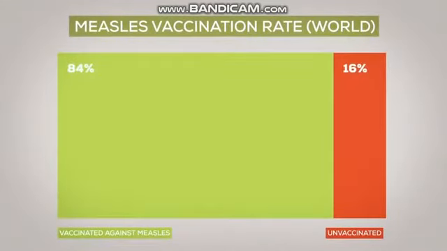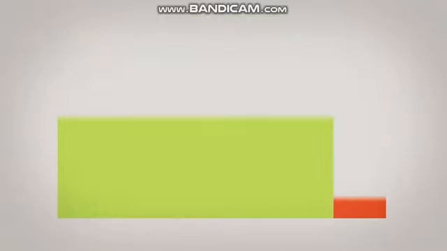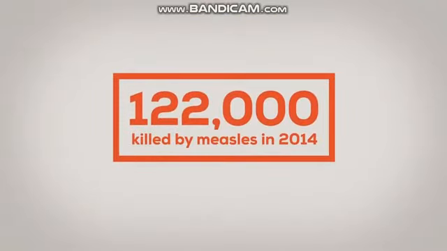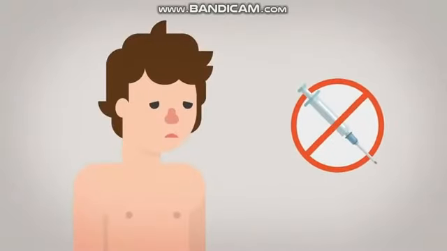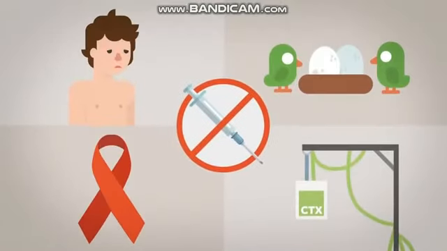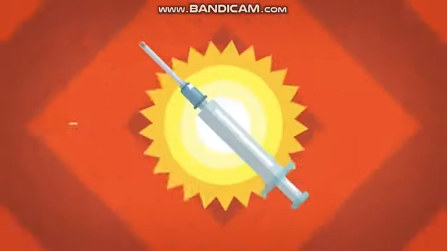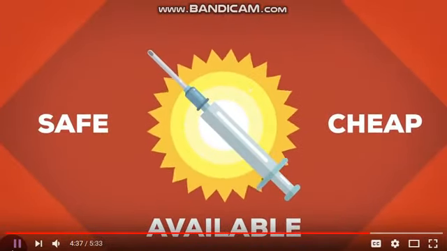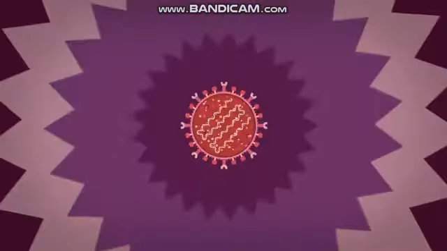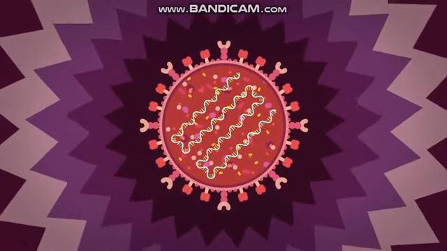Measles is no joke. Although 84% of all humans are vaccinated against measles, 122,000 people died because of the infection in 2014. Some people cannot get vaccinations, either because they're too young, because of chemotherapy or HIV, or because they're allergic to the vaccine. They need the rest of us to stop the disease for them. The measles vaccination is safe, cheap, and available. There are no benefits from having measles at all. You don't strengthen your immune system.